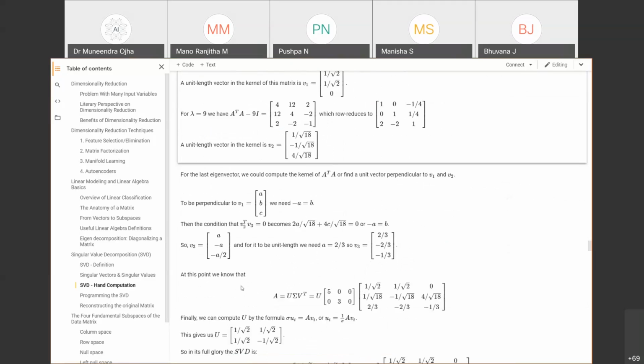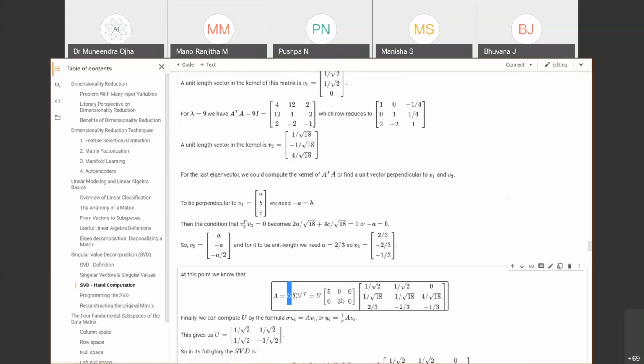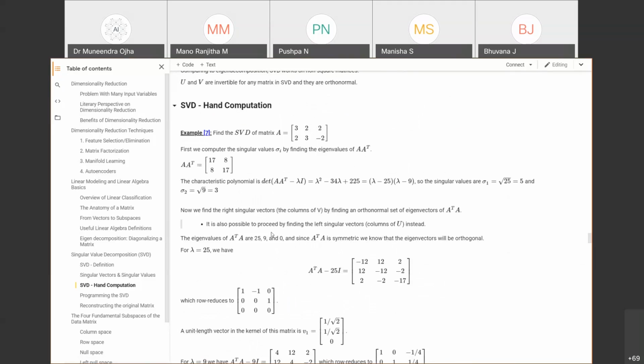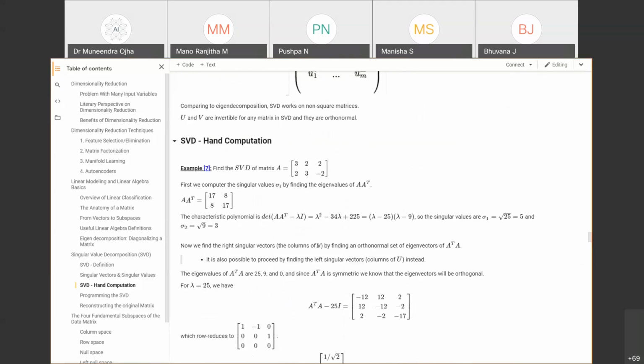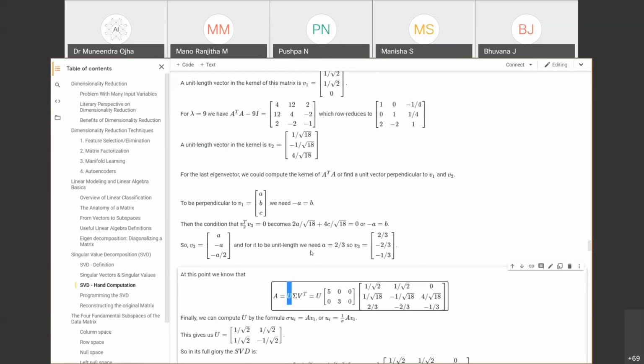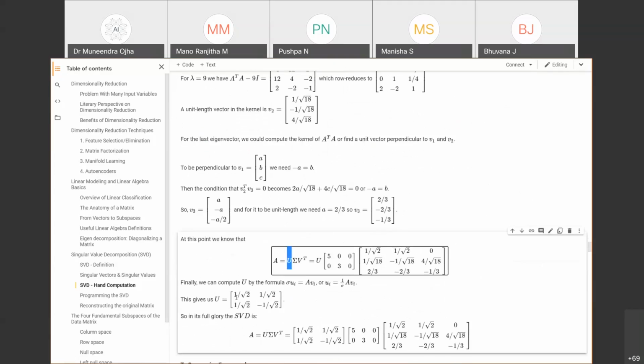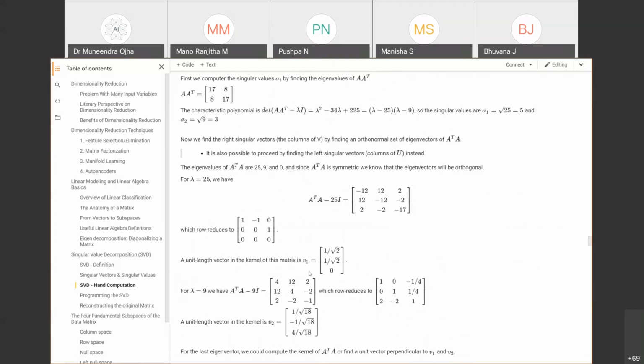At this point, we know what we know. We know U. How do we know U? U is a concatenation of eigenvectors of AAT. What were the eigenvectors of U? V1 and V2. Where is V1? V1 is obtained over here. Yes, 1 by root 2, 1 by root 2, and 1 by root 2, minus 1 by root 2. Okay.